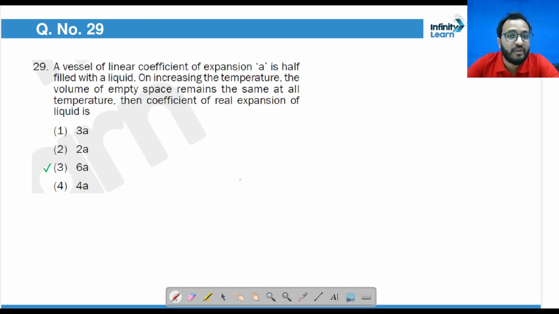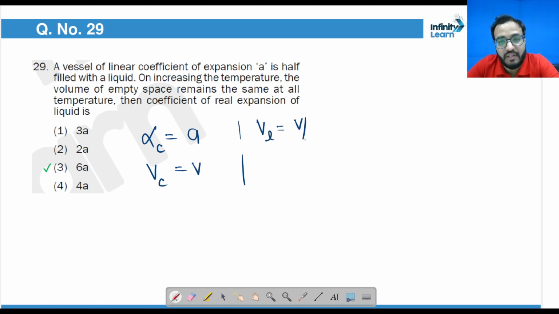A vessel of linear coefficient of expansion A. So a vessel, so alpha of the vessel is A, is half filled. Okay, so let's say instead of vessel, let's use the word container. Okay, so alpha of the container is A and volume of the container is V, right? It is filled with half liquid. Acha. So volume of the liquid is V by 2. Do we know alpha of the liquid?